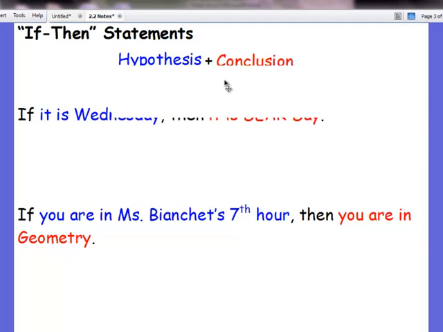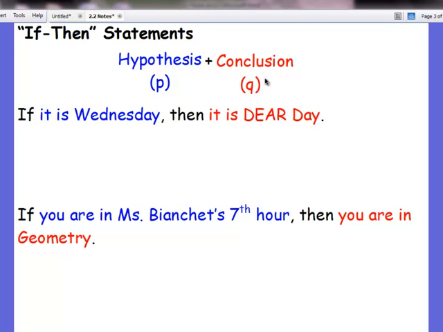An if-then statement is made up of two parts, and make sure you get this in your notes right here. An if-then statement has a hypothesis and a conclusion. And in geometry, we represent the hypothesis with the letter P and the conclusion with the letter Q. So a hypothesis is something that you think of, something that is stated, and a conclusion is a summary that's gathered from your hypothesis.